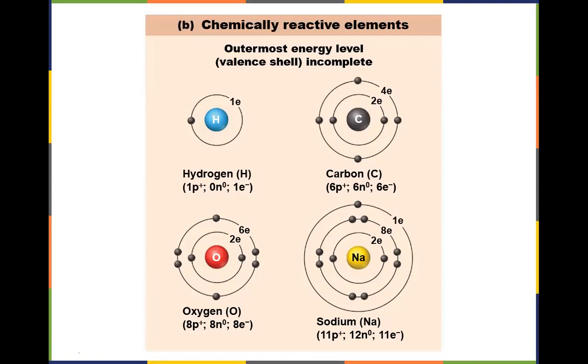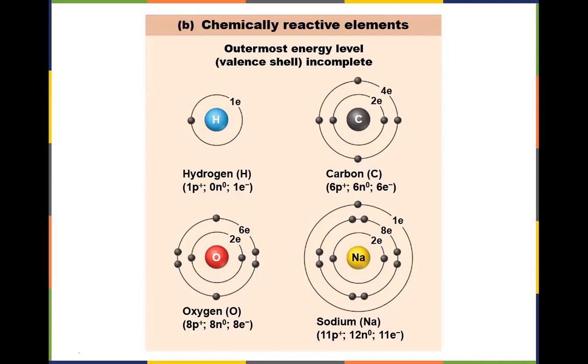So, like here we have hydrogen, only one electron in its valence shell. It'd like to have a second one. Carbon has 4 electrons in its valence shell. It would like to have 4 more. Now, carbon has an atomic number of 6. It only has 6 electrons, 2 in the first shell, 4 in the second. It would like to get 4 more electrons and become stable. Hydrogen would like to get 1 more and become stable.